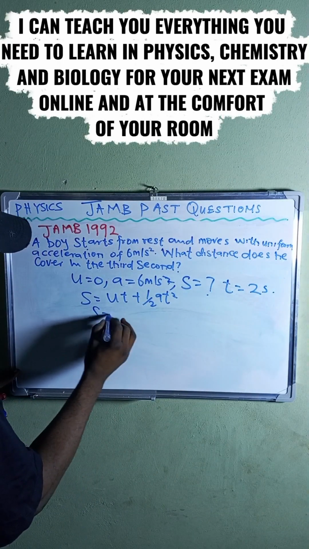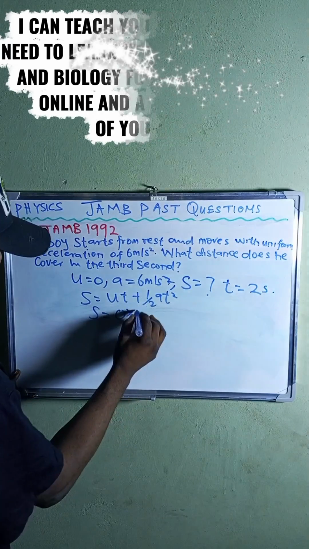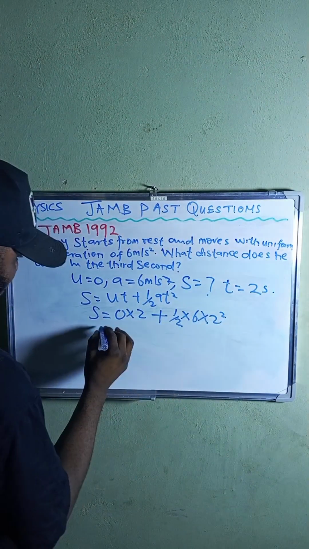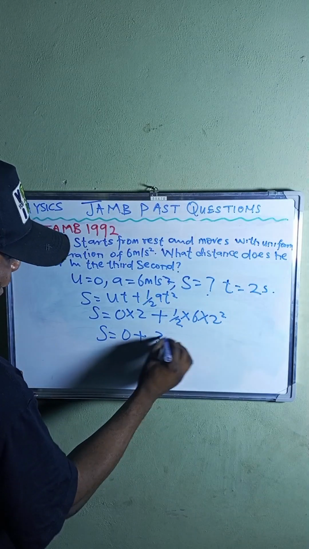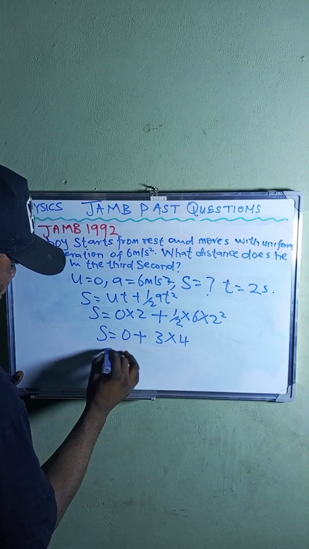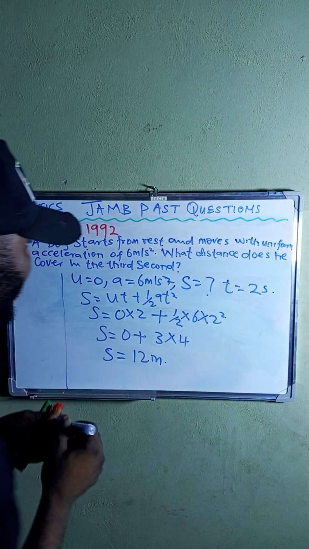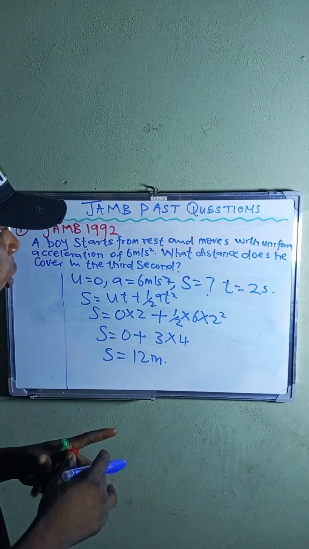So now we have our x to be unknown. u is 0 times t is 2 plus half times a, which is 6, times t squared, which is 2 squared. So I have x equals 0 plus 3 times 4. 3 times 4 is 12. So x equals 0 plus 12 will give you 12 meters. So that's the first one. Now the second thing you have to do is to calculate for the second.